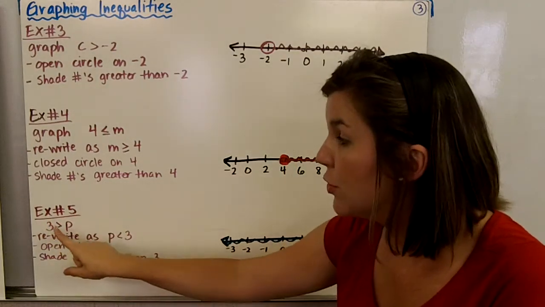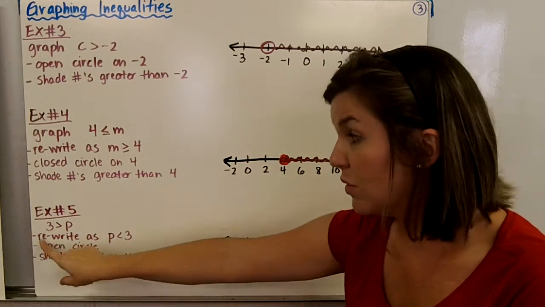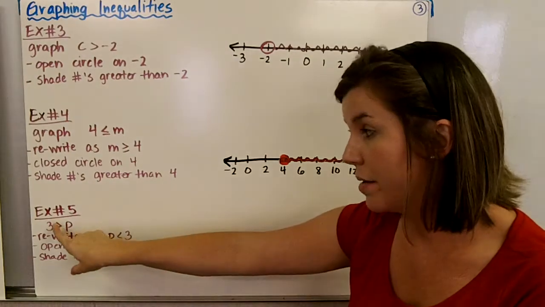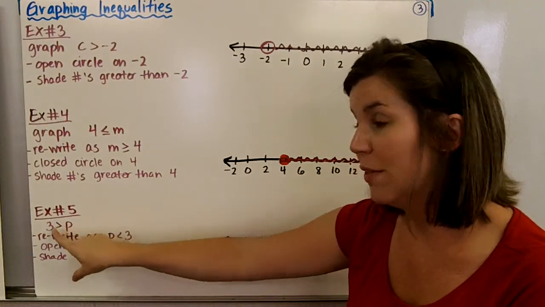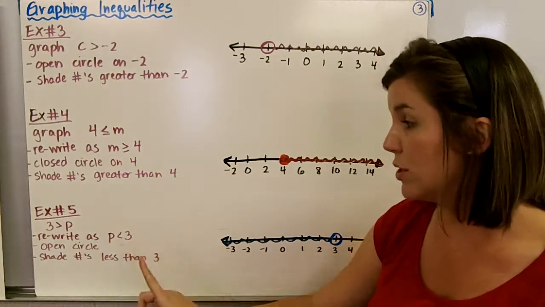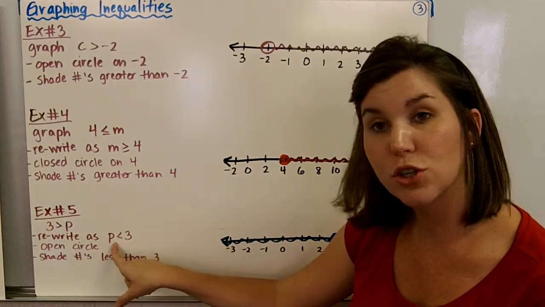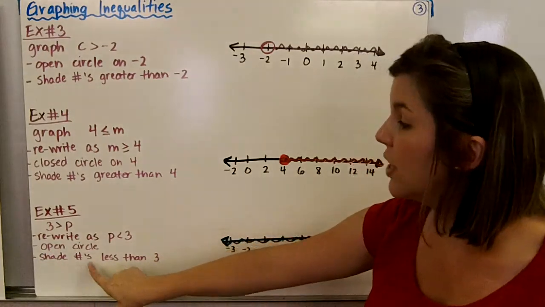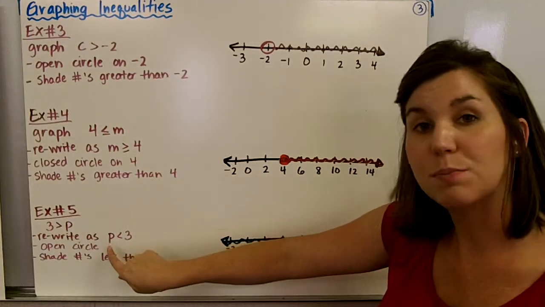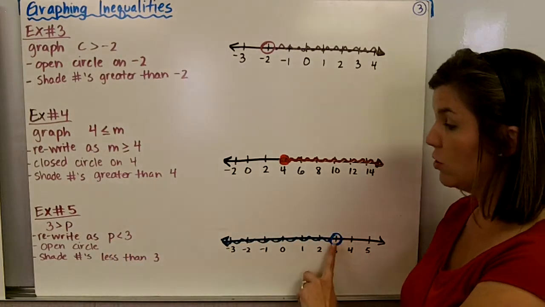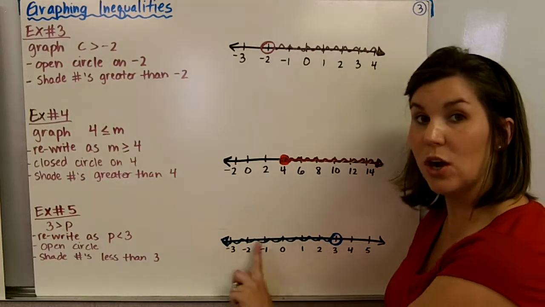Example number 5. 3 is greater than p. So we can rewrite this with a variable on the left side. So p has the open mouth facing away from it, towards the 3. So again, when I rewrite it, it's still towards the 3. There is no equal to bar, so I know I'm going to have an open circle. And we're going to shade numbers less than 3 because this says p is less than 3. So here's 3, there's an open circle, and all of these numbers are less than 3.